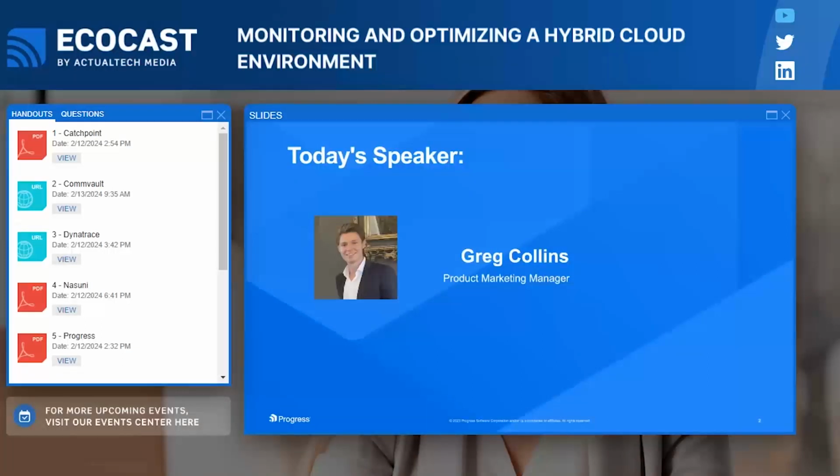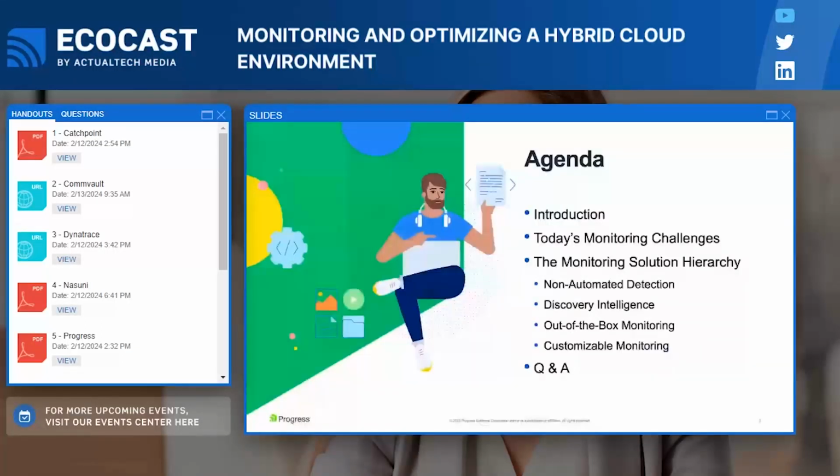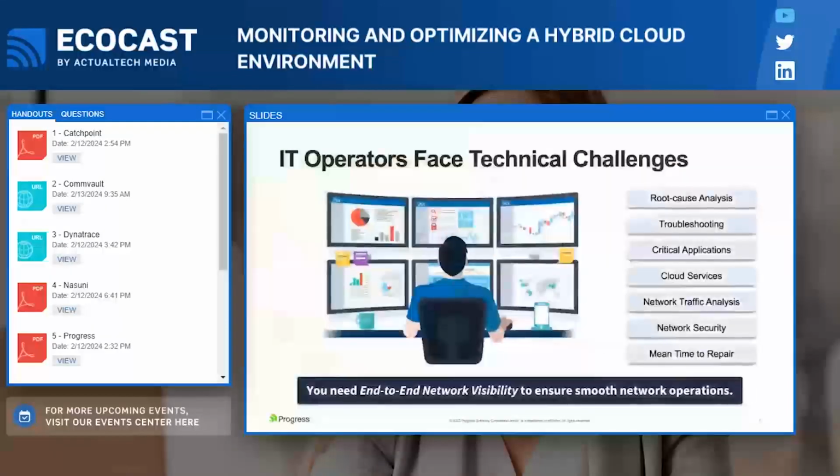So I'll start by going through the agenda. I'm not going to spend too much time on this slide, but the goal here is to tell a story about how you go from manual or no monitoring to what we describe as the best type of monitoring, which we call customized monitoring. I'll start by talking about the challenges that IT operators face today.